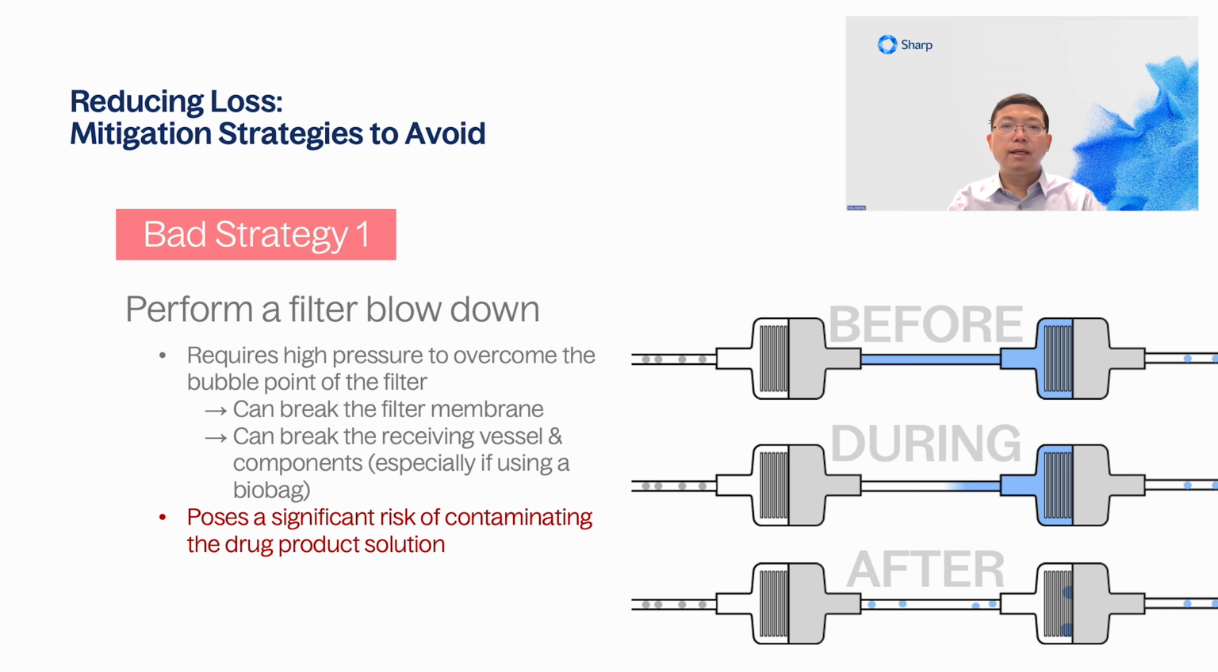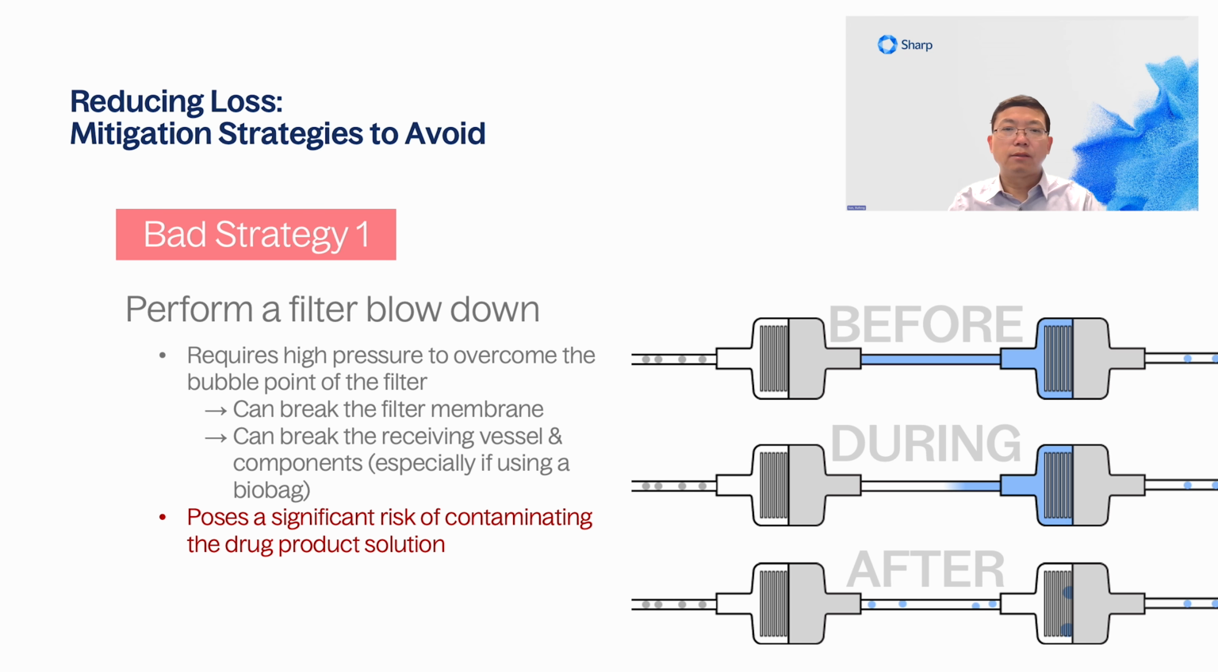If you really have to adopt a blowdown strategy to minimize product loss, the sterile gas pressure should be well controlled and maintained at the filter's bubble point. Connections to sterile gas are added before each filter for blowdown. It is also important to consider regulatory risk and ensure that the blowdown parameters are validated in filter validation.